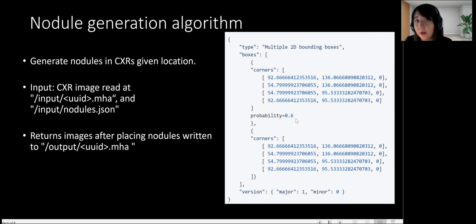associated likelihood is 0.6. Okay, so once the algorithm reads a chest X-ray image and nodules.json file, it should produce an image after placing the nodules at the requested location. And these images should be written to /output/ the name of the image.mha file.